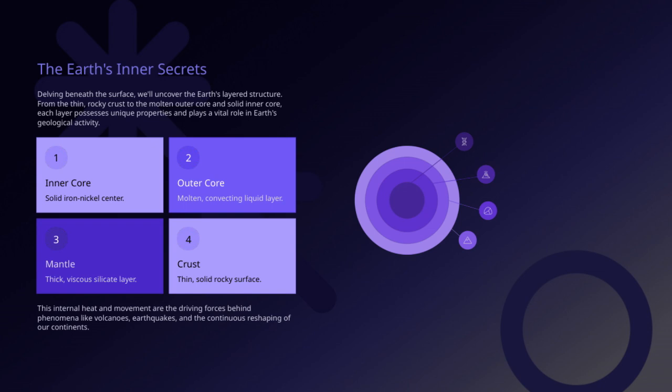By understanding these layers, from the thin crust to the solid inner core, we see how each part plays a crucial role in shaping our planet's geological activity, from volcanoes and earthquakes to the shifting continents. These processes are driven by the internal heat and movement within the Earth, highlighting how dynamic our planet truly is.